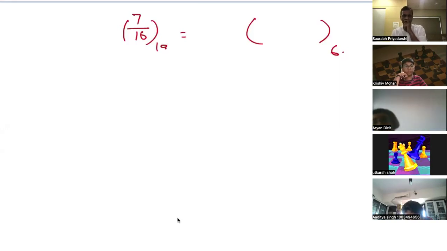And can I write it in fraction? Fraction means in fractional form, not in decimal points. That's right. Not in this form. Aryan, not in this form.